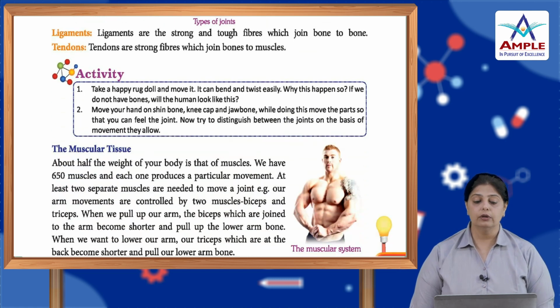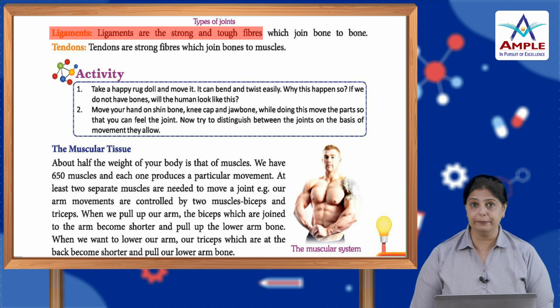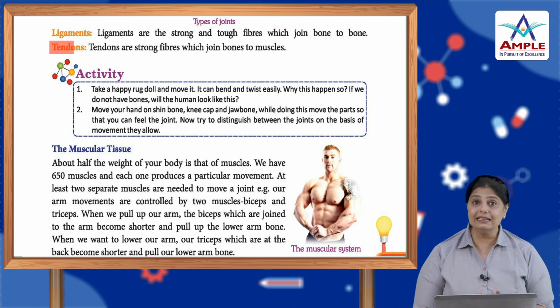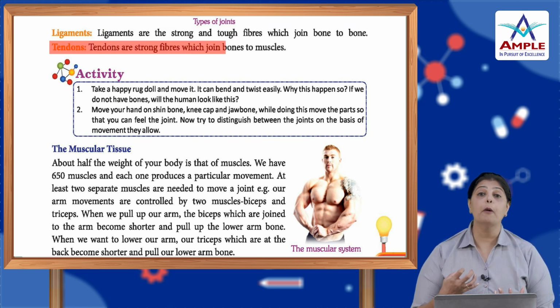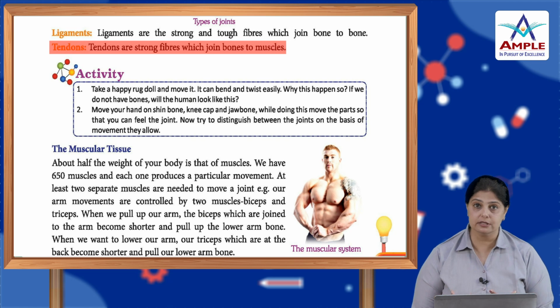Now, what are ligaments? Ligaments are strong and tough fibers which join bone to bone. So, these are the fibers that help in joining one bone to another bone. Tendons. What are tendons? They are strong fibers which join bones to muscles.